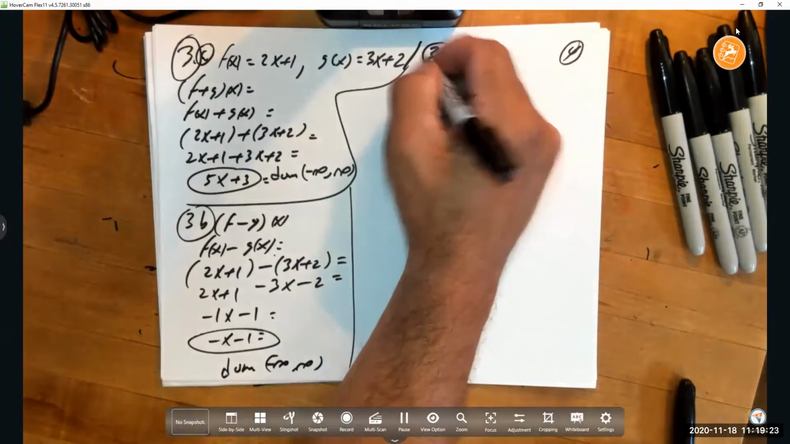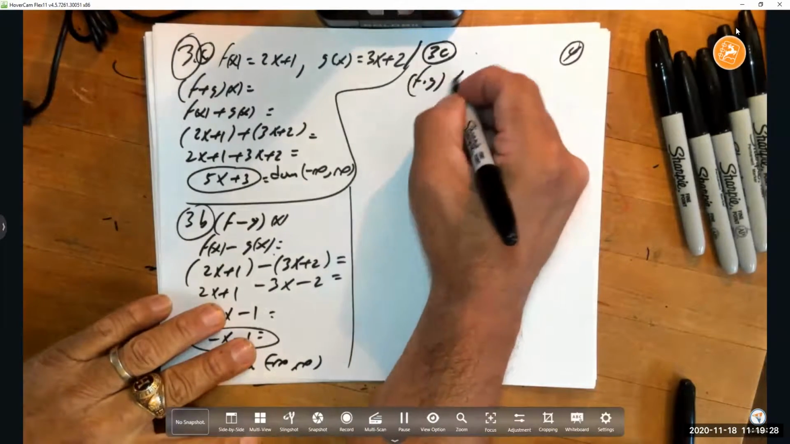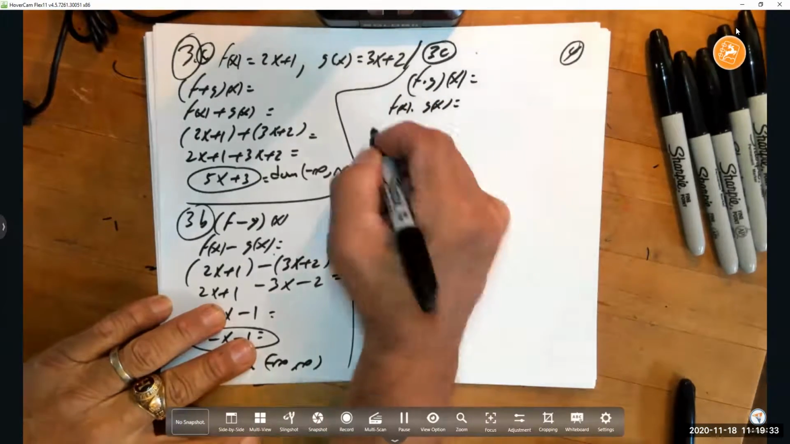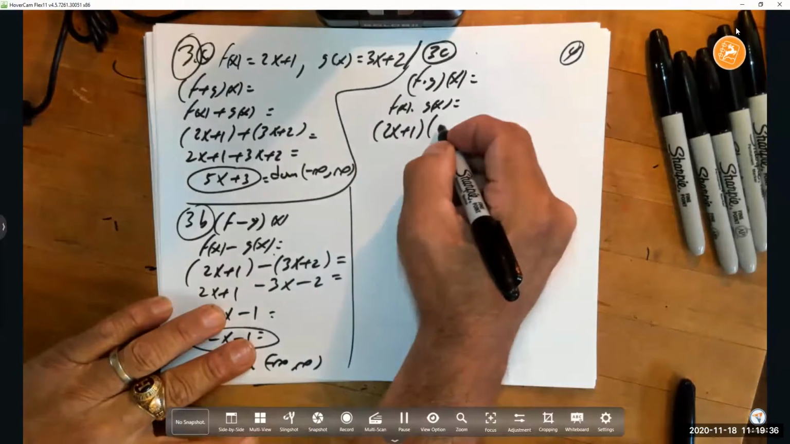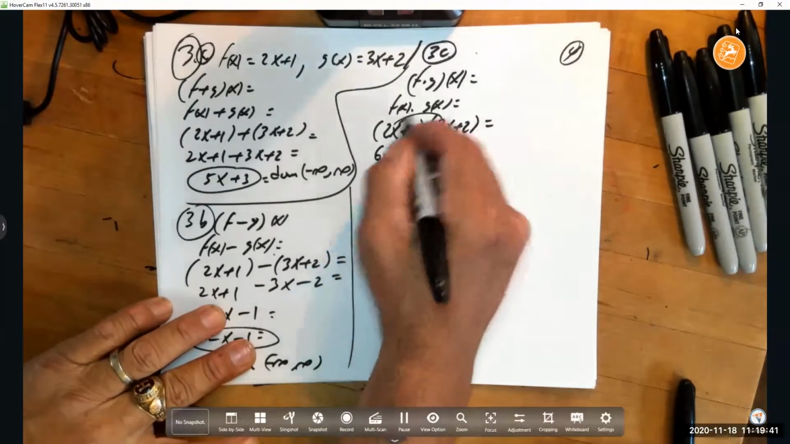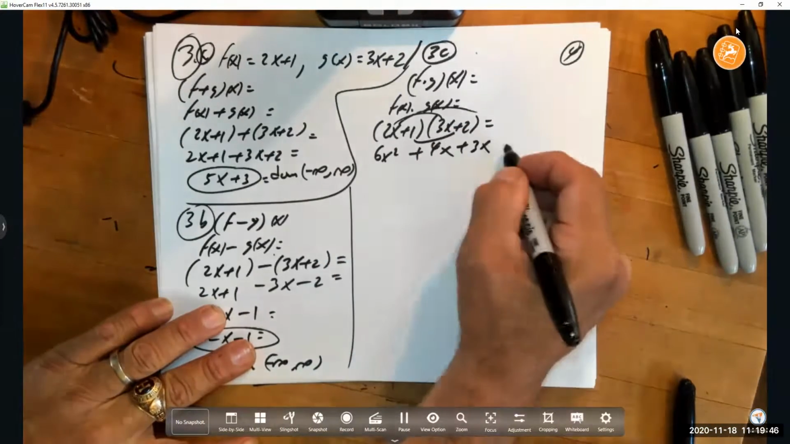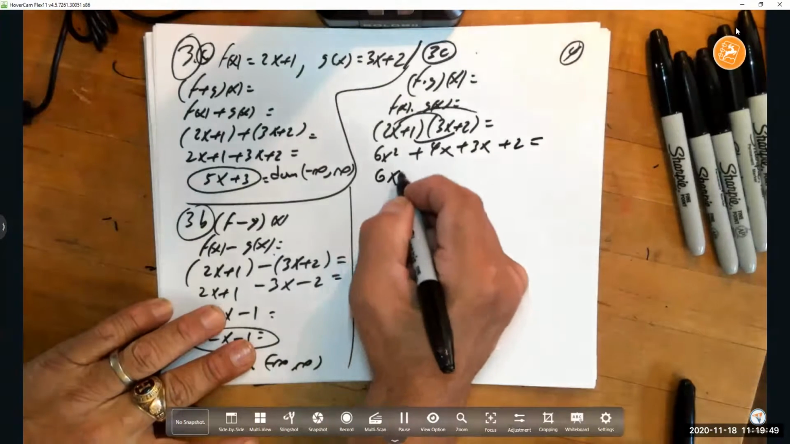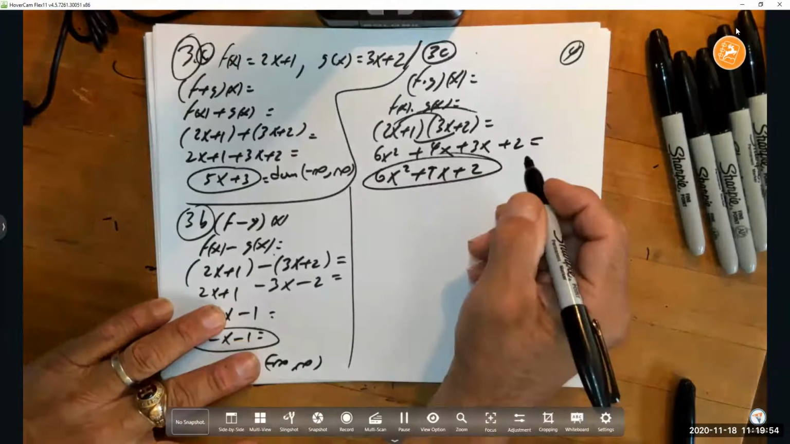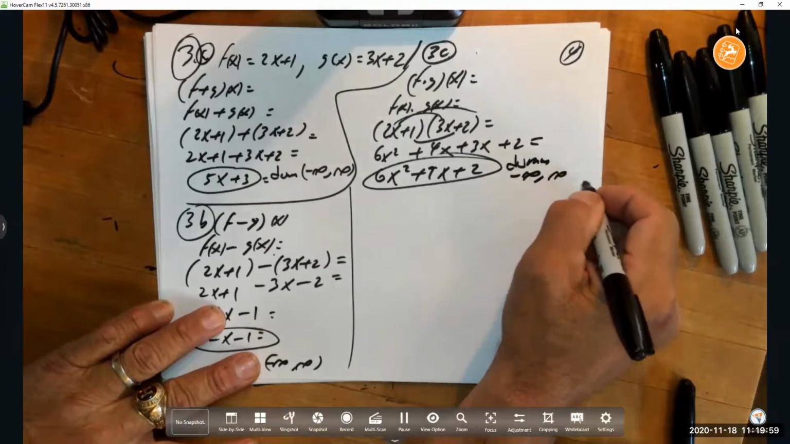Now we're at 3 letter C. 3 letter C says find f times g of x. All it means is multiply f of x times g of x. We multiply 2x plus 1 by 3x plus 2, which is going to be 6x squared plus 4x plus 3x plus 2, so 6x squared plus 7x plus 2. So now that's it. And the domain, same thing. Negative infinity to infinity.